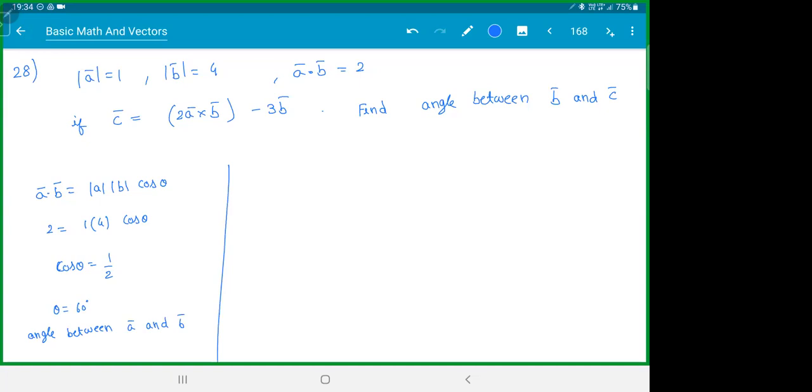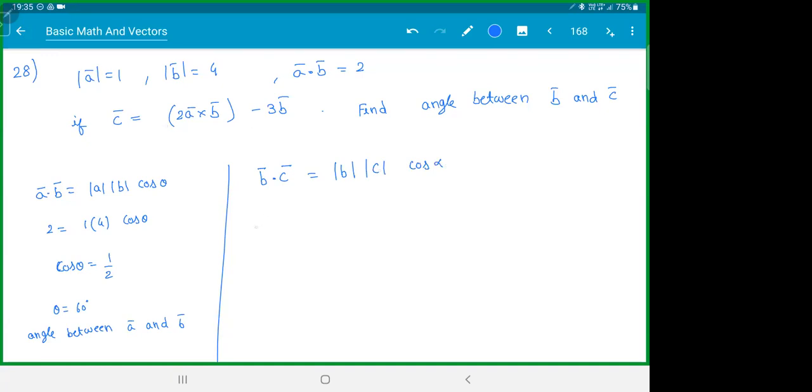Next thing, you want the angle between what? B bar and C bar. So do B bar dot C bar. That would be mod B, mod C, and the angle between them. Alpha is the angle between them.